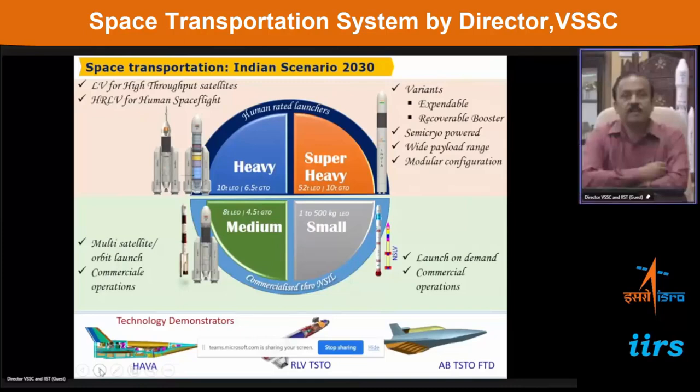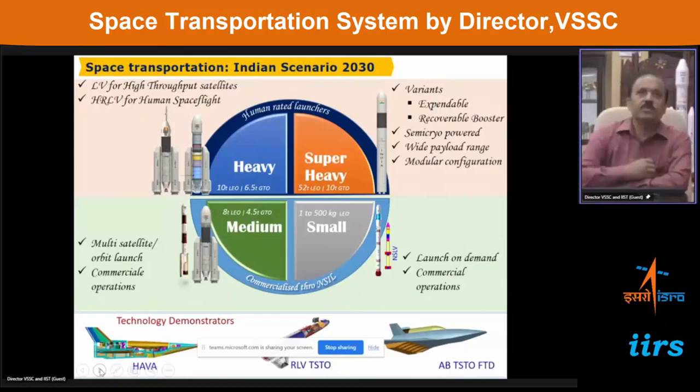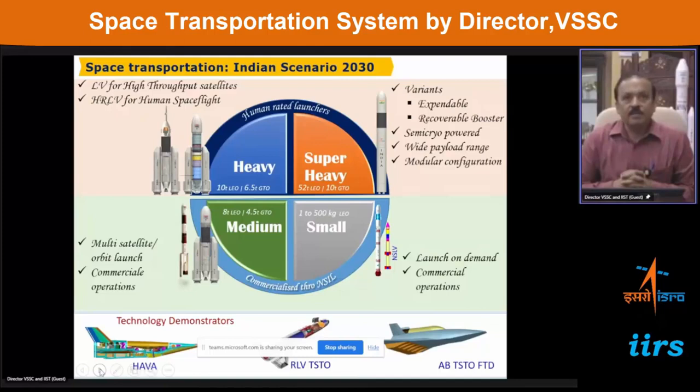Examples are our LVM3 or PSLV. And heavy means 10 ton to LEO, equivalently 6.5 ton to GTO. When we modify the Mark 3 with a new propulsion, we are going to enhance it to that level, so it becomes a heavy one. But then there are super heavy vehicles like the Saturn or the Elon Musk, that huge vehicle. We are also working on a design for a super heavy vehicle for the next generation.